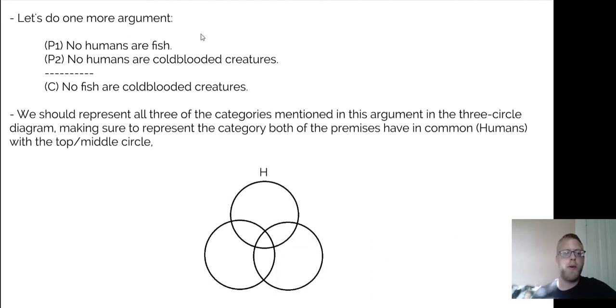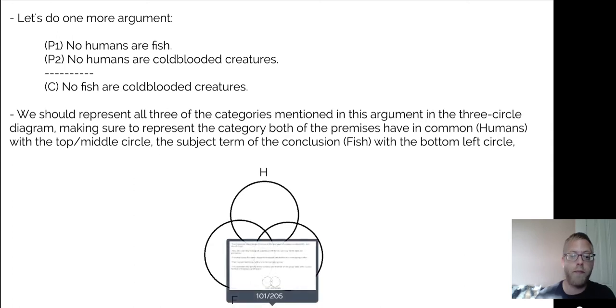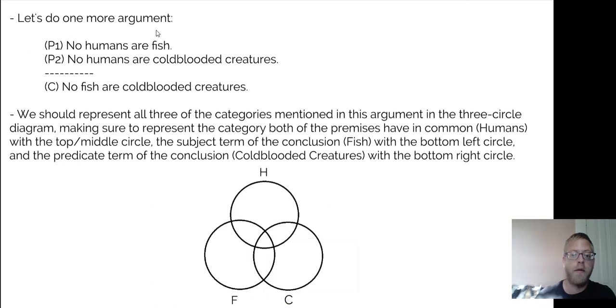So what do both of the premises have in common? What group or category of things? Humans. So let's put that right in the middle. Then, of course, to figure out what to put at the bottom, you just look to your conclusion. Right? I told you this previously, but again, just reminding you, what do you put at the bottom? Look at the conclusion. Put the subject term on the left bottom, and the predicate term of the conclusion at the right bottom. Okay, now we've symbolized all our groups.